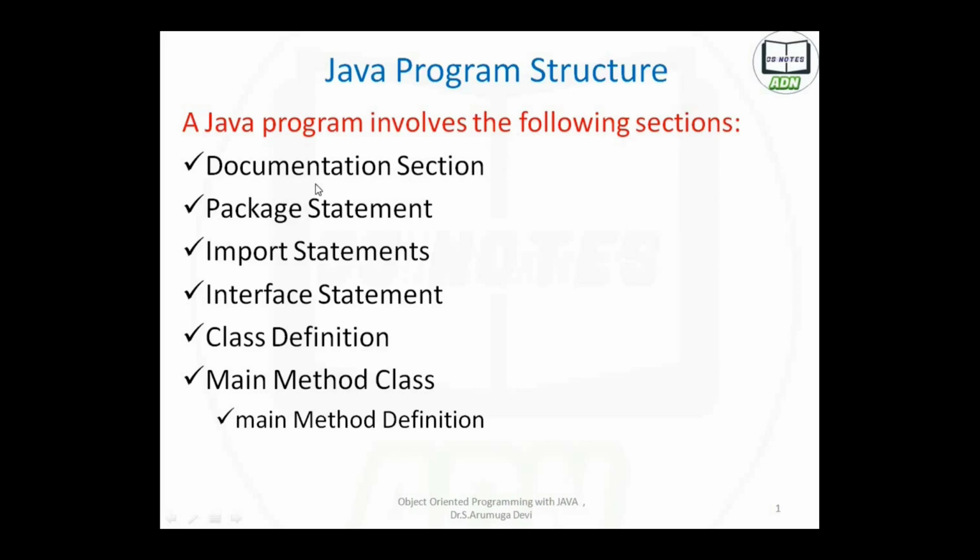The first section, documentation section. Next, package statement. The first statement of the Java program must be the package statement. Next, the list of import statements. Next, interface statement, class definitions, main method class, main method definition. This order should be followed while writing the Java program.